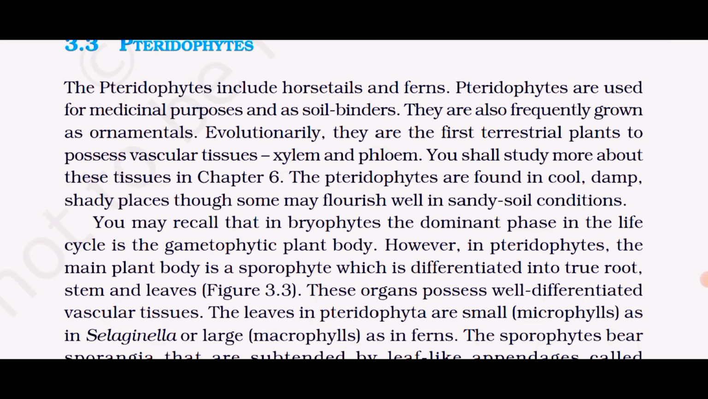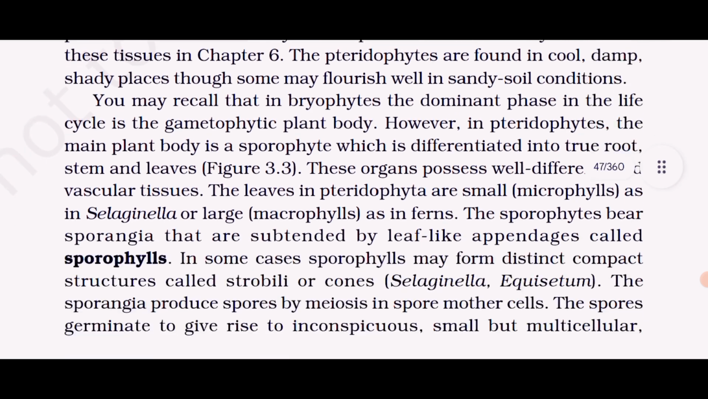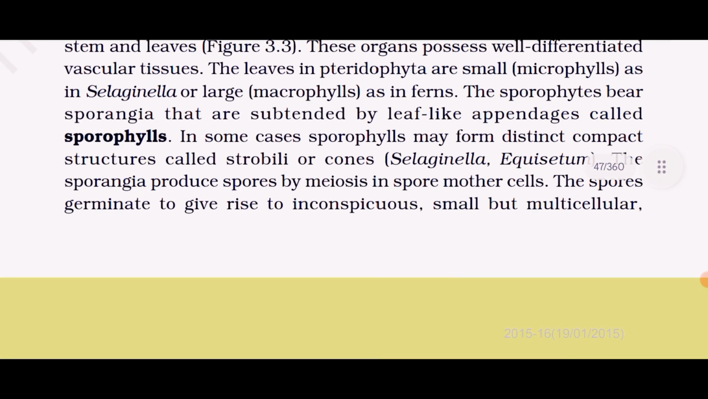The leaves in pteridophytes are small microphylls as in Selaginella, or large macrophylls as in ferns. The sporophytes bear sporangia that are subtended by leaf-like appendages called sporophylls. In some cases, sporophylls may form distinct compact structures called strobili or cones, as in Selaginella and Equisetum. The sporangia produce spores by meiosis in spore mother cells.